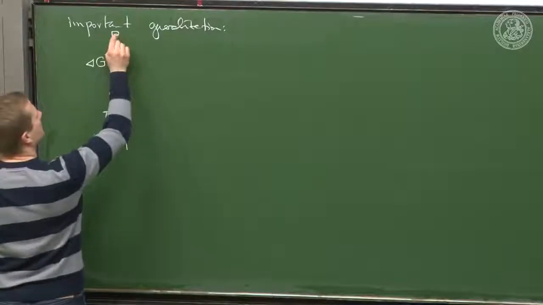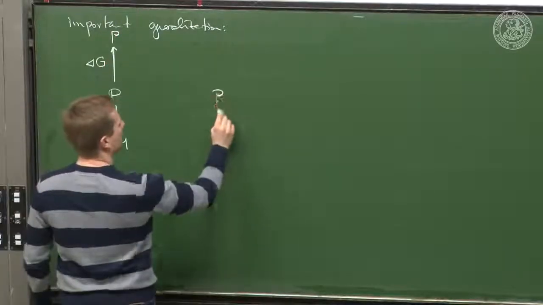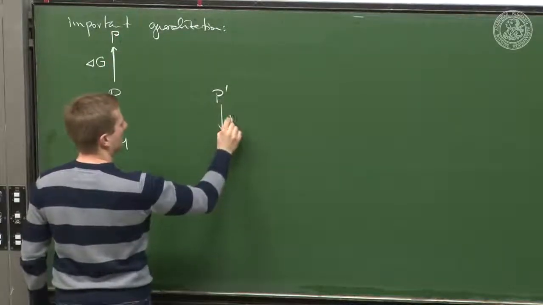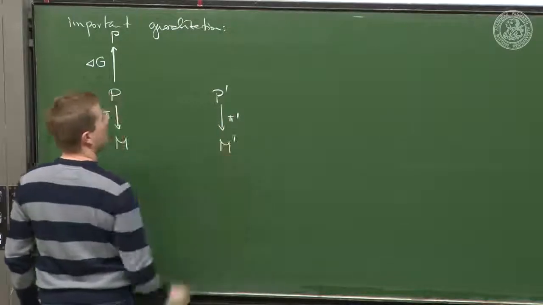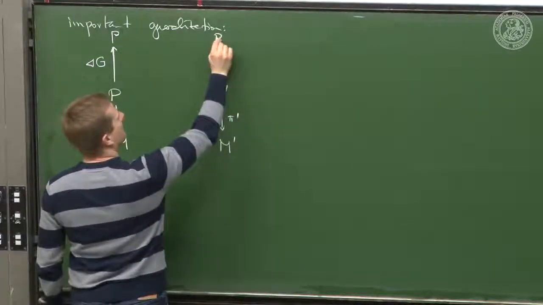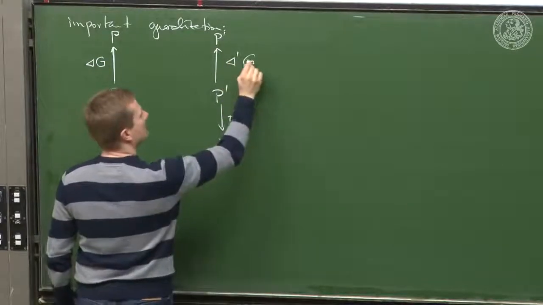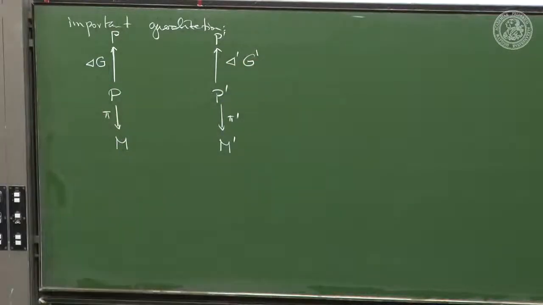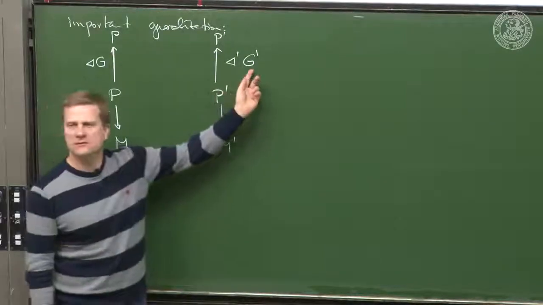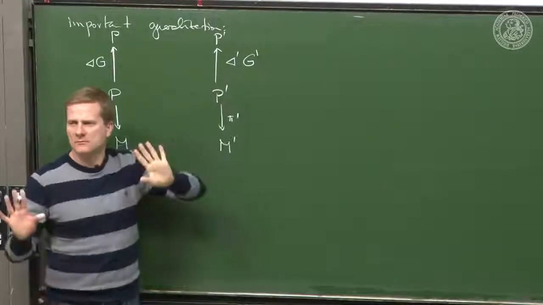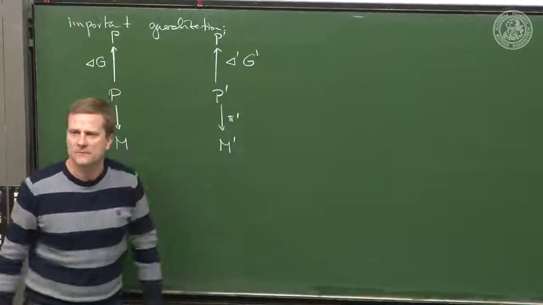I go back to P, and now I take another principal bundle P′, with π′ down to M′, and I go up here to P′, and I have an action π′, but it's a different group G′. So really two entirely different principal bundles, even a different group G′. Can't be more general, right?